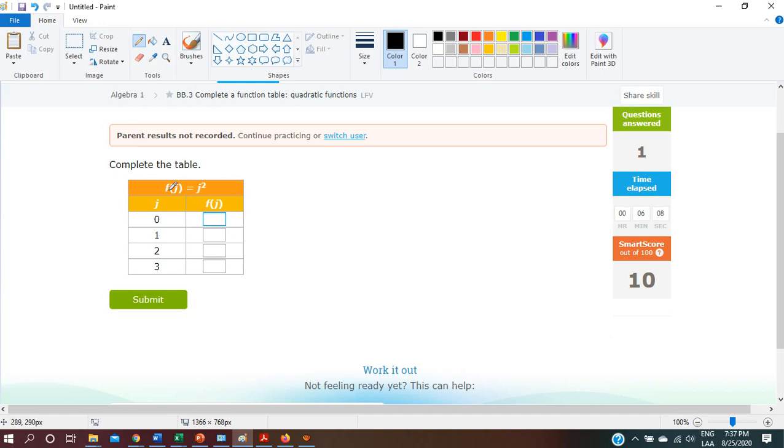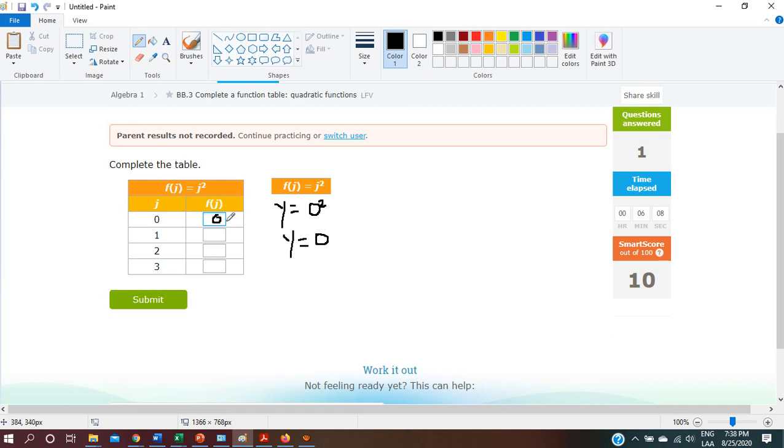Okay, so now f of j, or y, which is the same. I am going to copy this part into here. Now y, or f of j, equals j squared. What is the value of the first j? 0, and 0 squared is 0 because 0 times 0 equals 0.